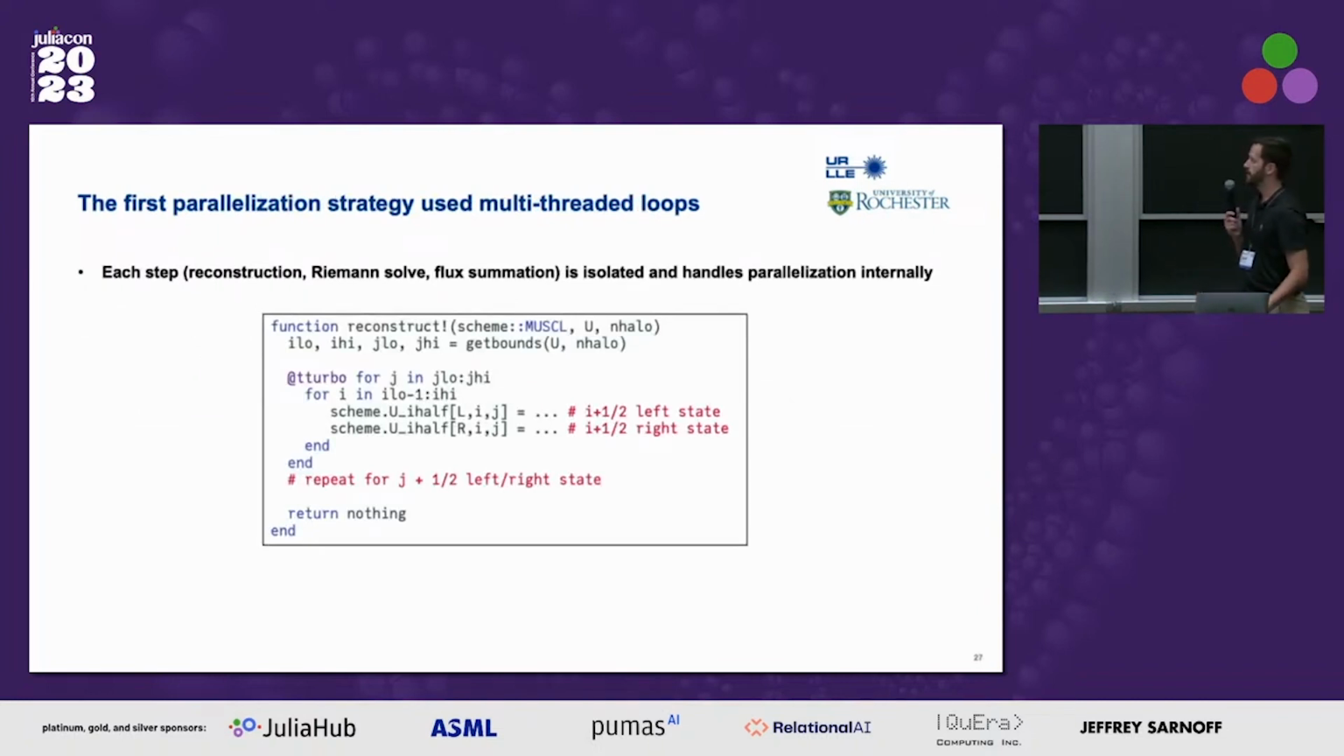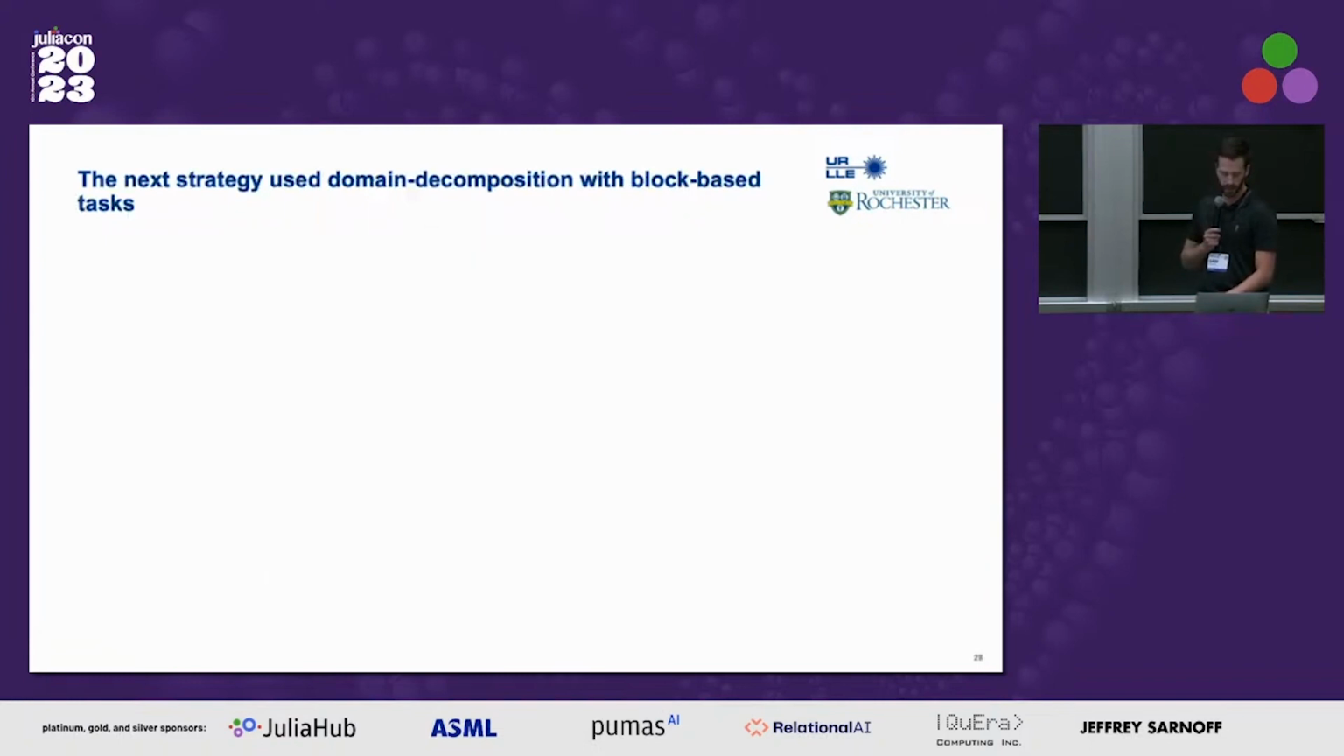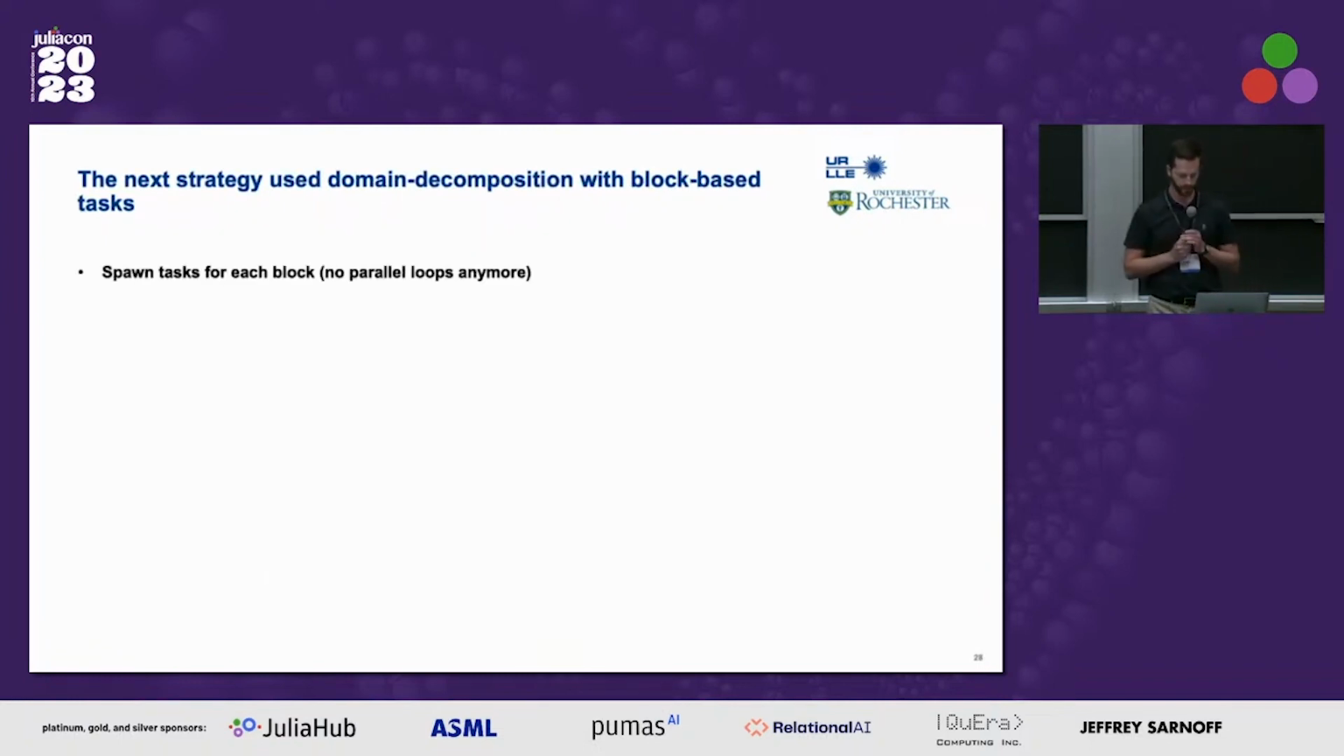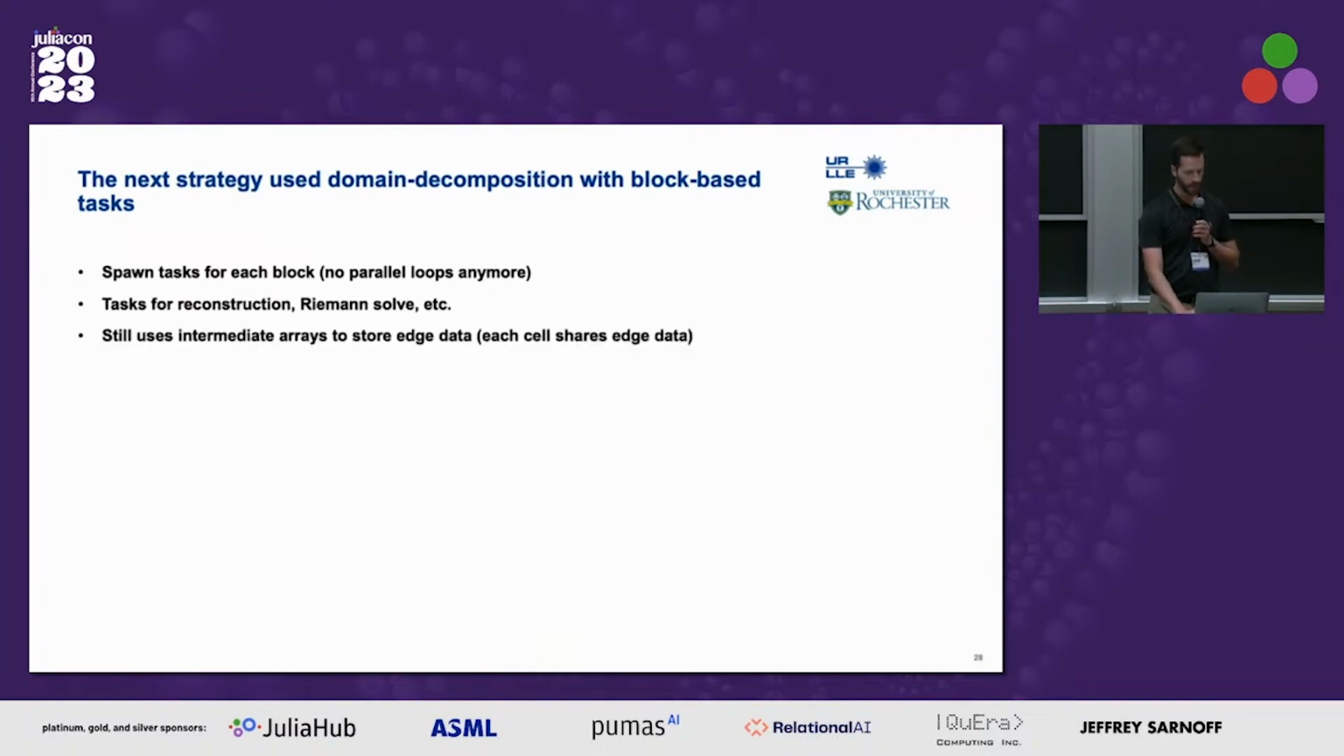So the first approach is pretty simple. We just use a loop vectorization macro from Tullio Turbo, and we have a nice fast parallel loop. And we do this for each stage. This works pretty easily, but it doesn't always scale well because of memory access. So the next strategy was to do it with tasks and blocks. For each task, we spawn a new thread, but it still uses intermediate arrays to store edge data.